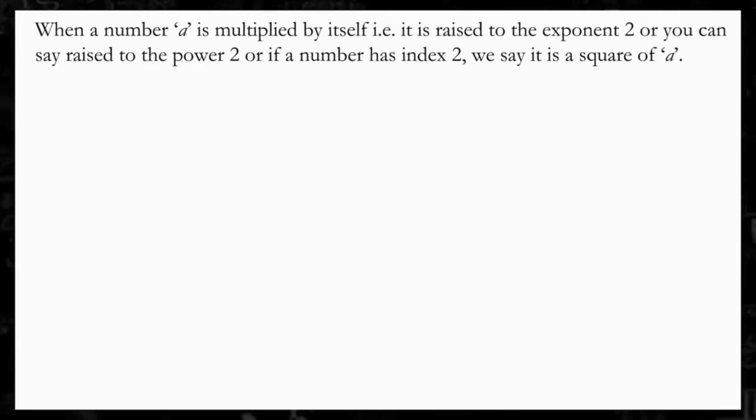Square of a number. When a number a is multiplied by itself, that is, it is raised to the exponent 2, or you can say raised to the power 2, or if a number has index 2, we say it is a square of a. That is, a into a is equal to a square.